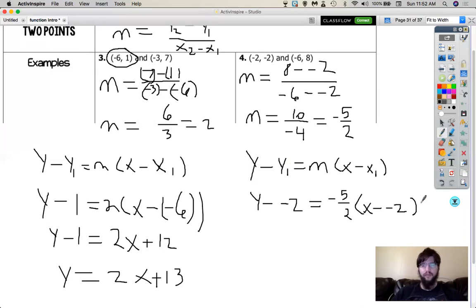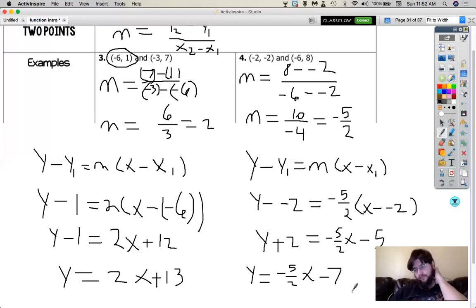Again, if you aren't doing well with these negatives, put parentheses. If you're fluent, you can drop them, it's fine. So I got 2 negatives here, that makes that a positive 2. Negative 5 halves times x is negative 5 halves x. Negative 5 halves times negative 2. Well, let's count the negatives. 1, 2, 3. That's an odd number, so that's going to be negative. 5 halves times 2 is 5. There, I just need to subtract 2 from both sides. Y equals negative 5 halves x minus, and that's negative 5 minus 2, 7. All right, so there's a couple examples. So that's how we use our point slope form.